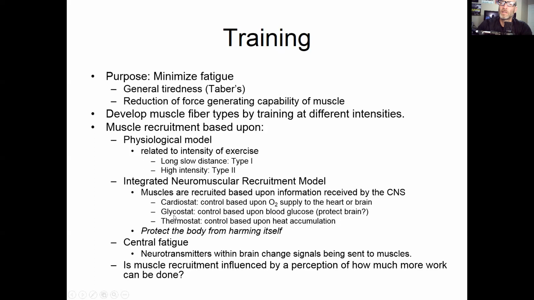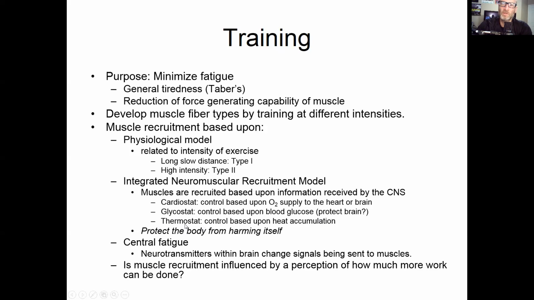Or maybe the brain is monitoring the level of glucose in the blood, and maybe there's a glycostat. And is that important to protect the brain, because the brain really relies heavily on glucose to function?